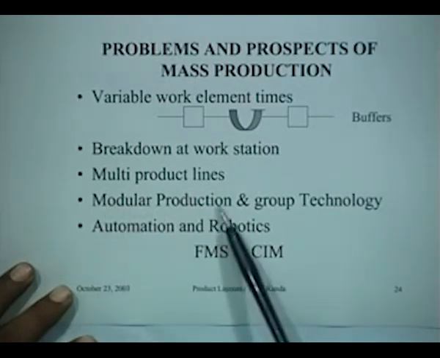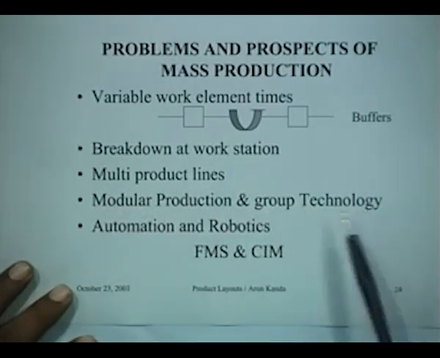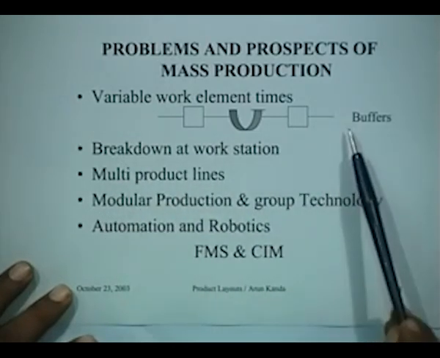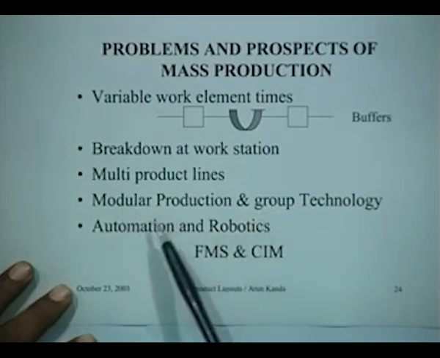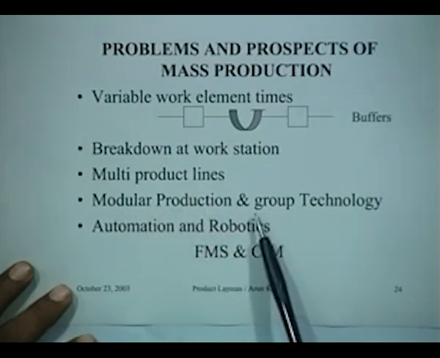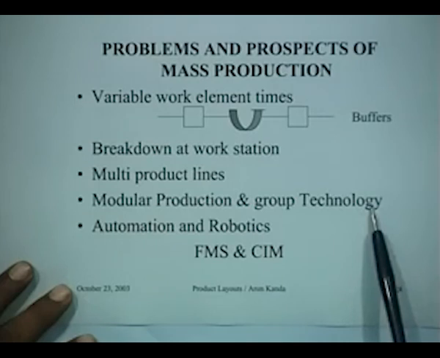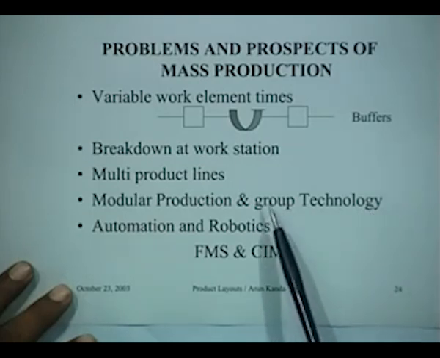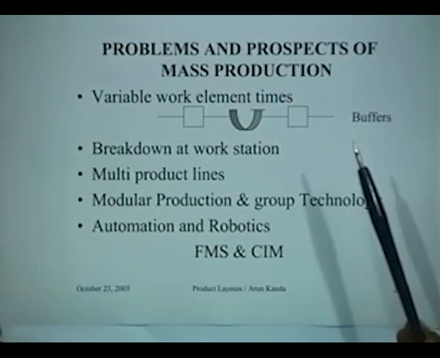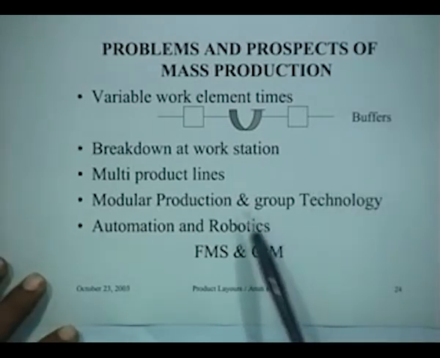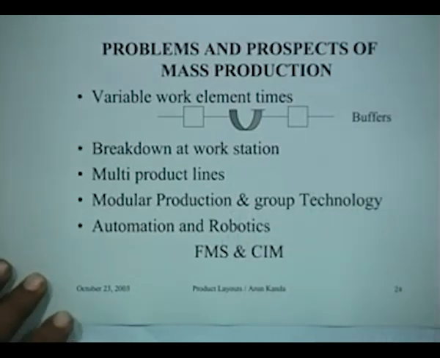We can also talk about modular production and group technology, which is an alternative to assembly lines. Which means that you can talk about grouping parts in a certain fashion so that you can achieve modular production and cellular manufacturing, which will try to capture the advantages of both product and process layouts. That's the basic feature of cellular manufacturing.